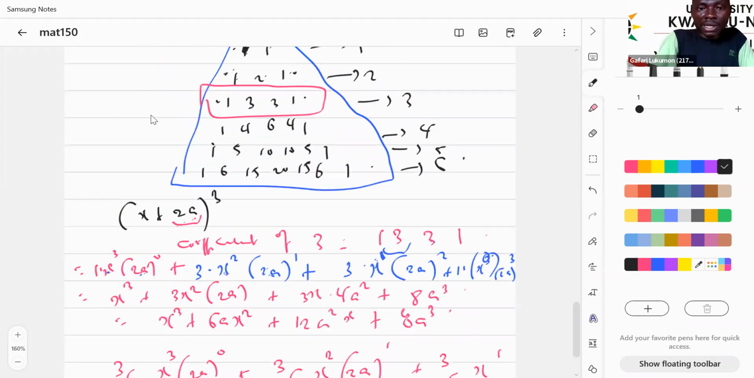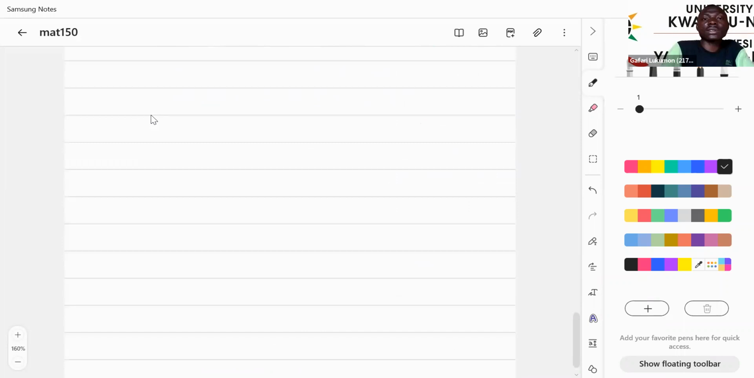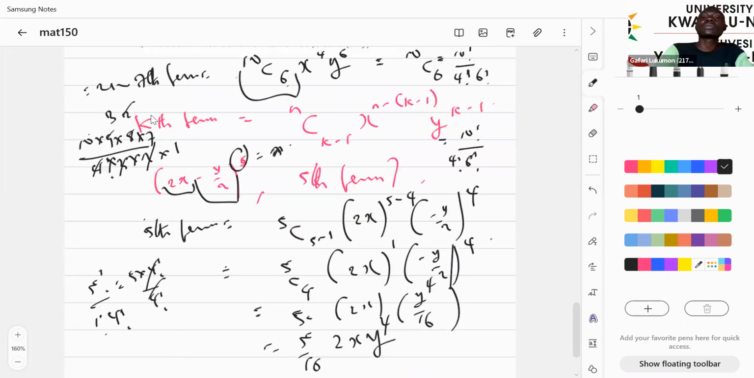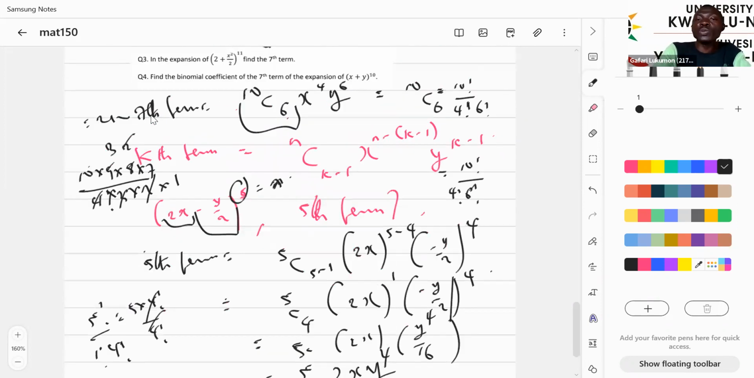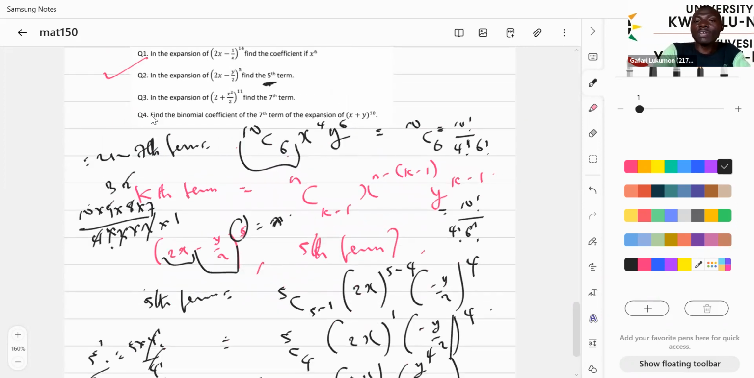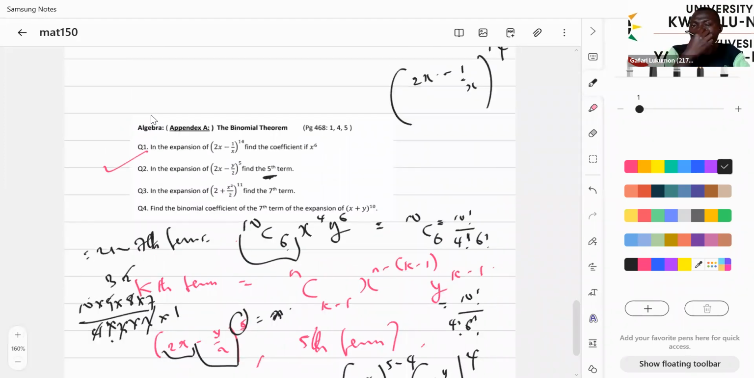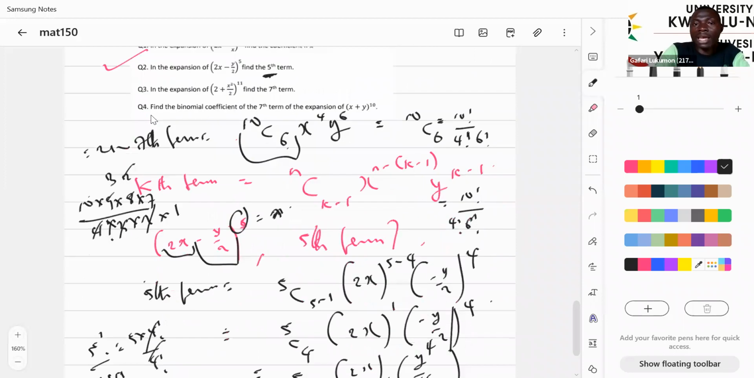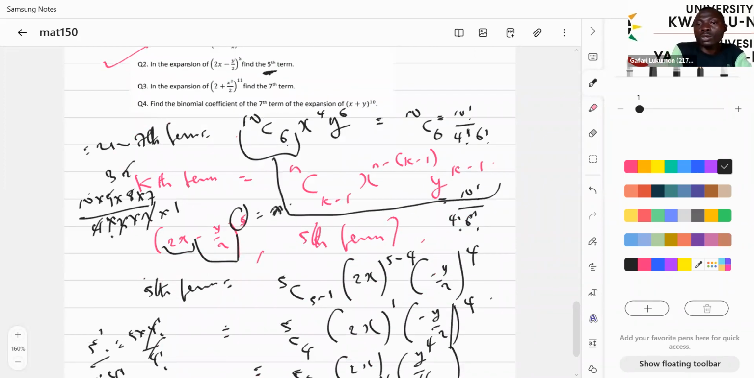Let me write it down: 2x minus 1 over s, everything raised to power 14. Okay, let's use this formula as well. What are we going to put here to ensure that this gives us s raised to power 6? Just look here, we have 14. Our n is 14 here. It means you have to ensure that your k is 9.